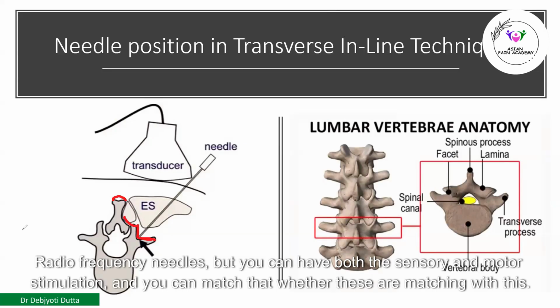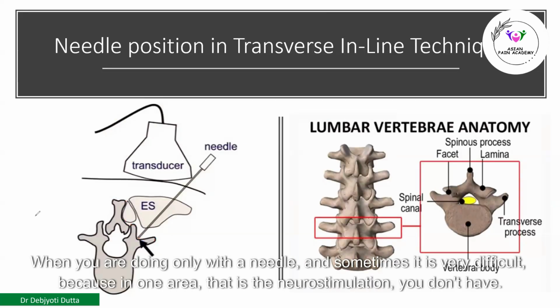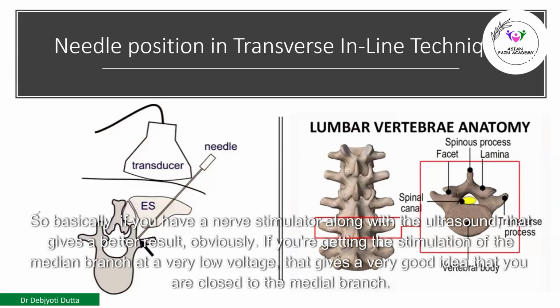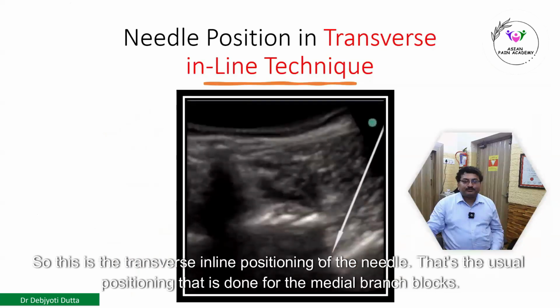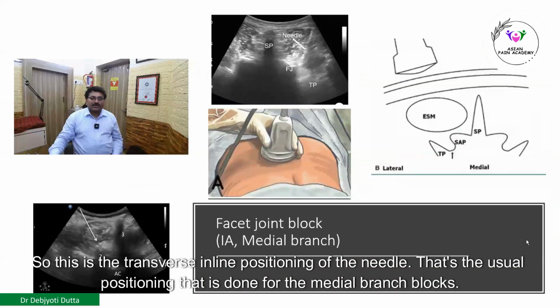When you are doing it only with a needle, sometimes it is very difficult because in one area, that is the neurostimulation, you don't have. So basically, if you have a nerve stimulator along with the ultrasound, that gives a better result. Obviously, if you are getting the stimulation of the medial branch at a very low voltage, that gives a very good idea that you are close to the medial branch. So this is the transverse inline positioning of the needle. That is the usual positioning that is done for the medial branch blocks.